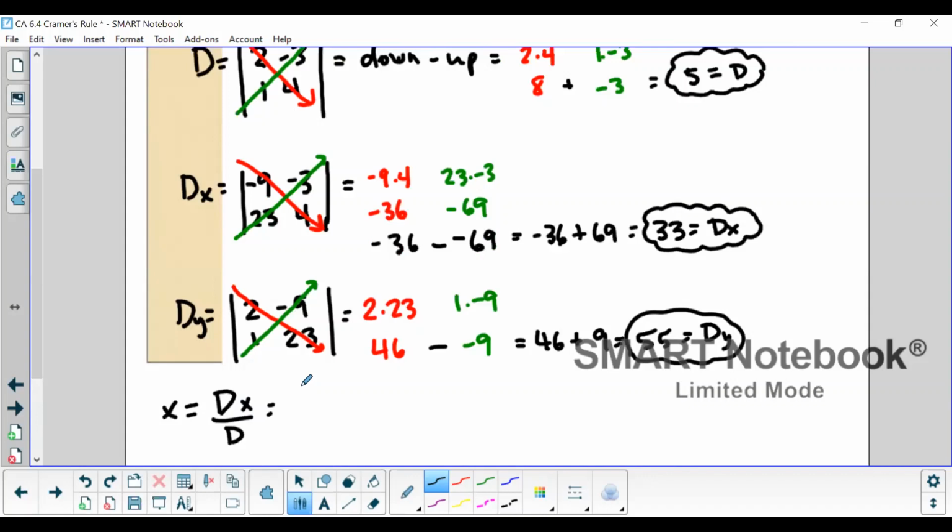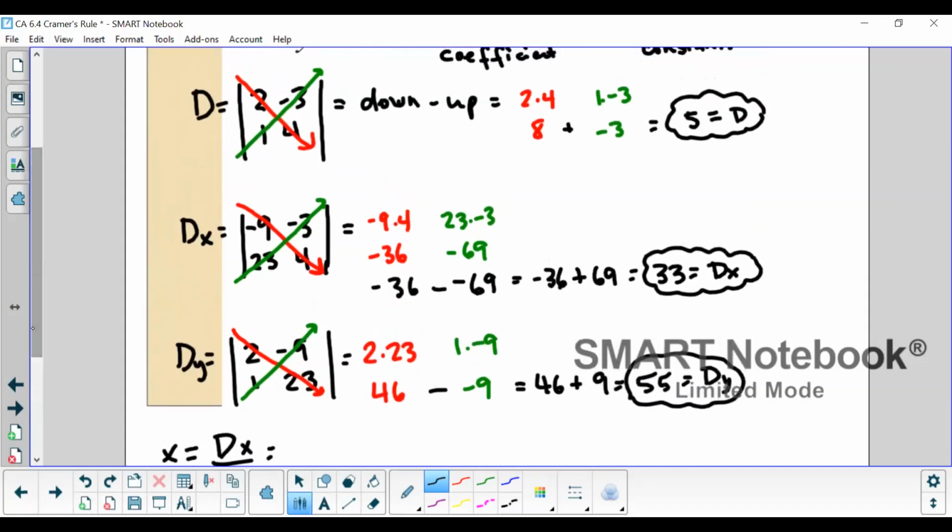Are you ready for me to show you? At the very beginning, when I calculated capital D, that was just the original one, right here. This needed to be 8 minus negative 3, which is plus plus, which is not 5, it is 11. So let's change that to 11. It's going to make our math much nicer.